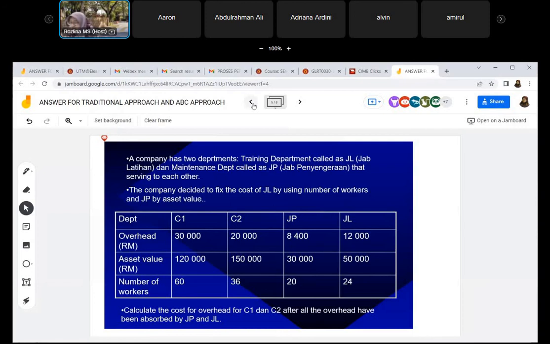And then JL to JP, JL to C1 and C2. Okay, then you put the answer. As long as you get it correct, for the arrow tu dah selamat lah, dah halfway. It is safe halfway. Only to calculate after that the total or the value for C1 and C2. Okay, I will put your attendance here.